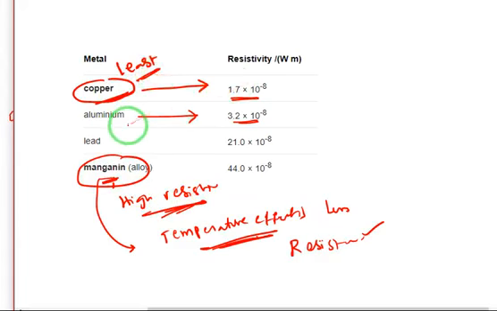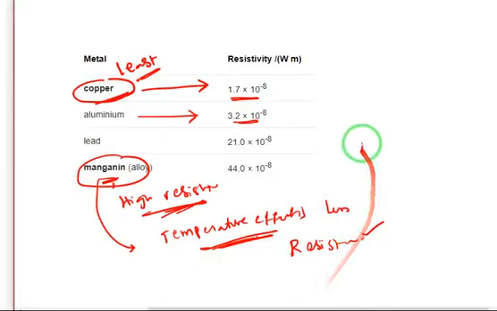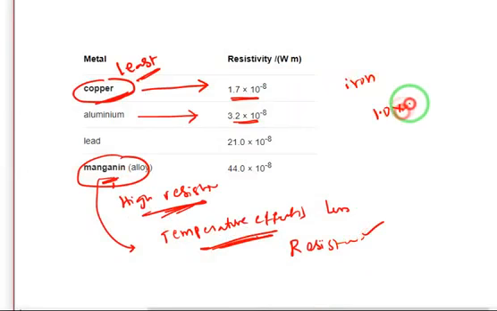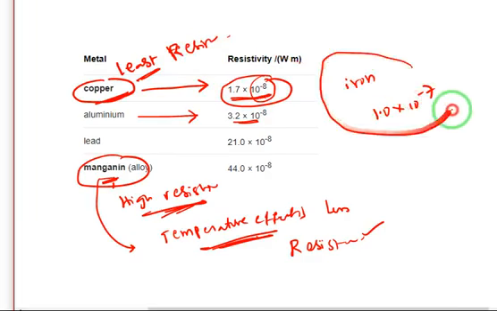And one more thing here, as per the given options, iron is also given. For iron, 1.0 into 10 power minus 7. Least is this one, you see 10 power minus 8, this one is the least. 10 power minus 7 is a little bigger, so copper is the least resistivity material. Hope you understood.